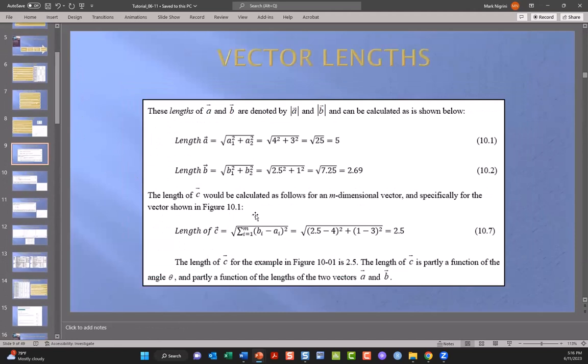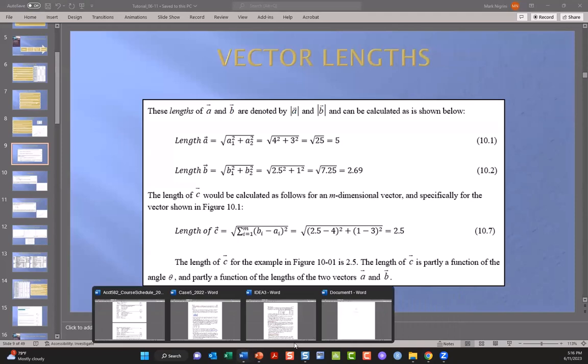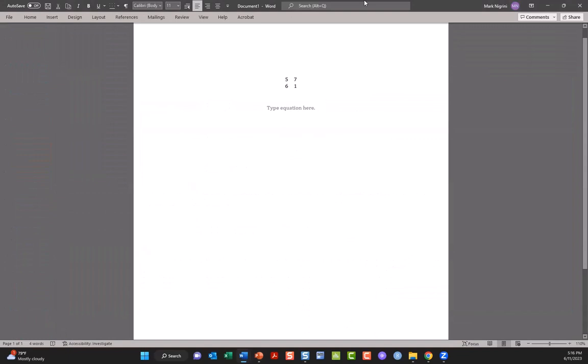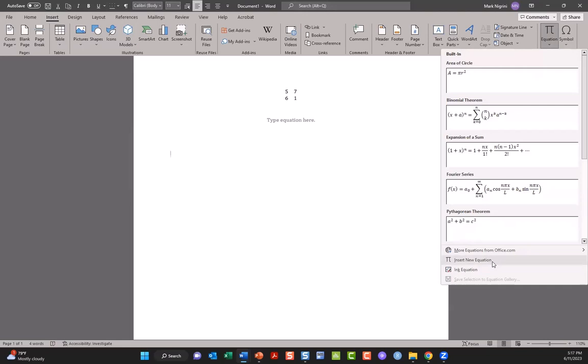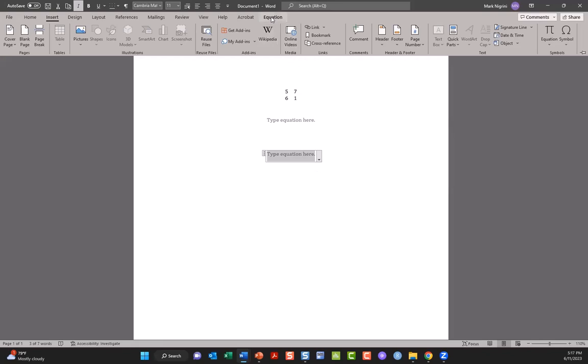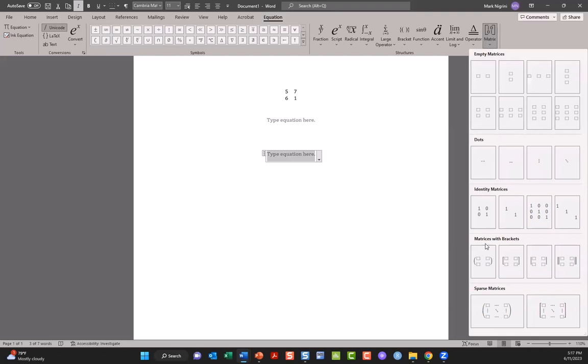And we are going to be using this. So what I'm going to do is put my vector here. I'm now going to insert a vector, and I need to move my controls here. Do you ever use this? I'm in Microsoft Word. I'm going to go to Insert, Insert Equation, Insert New Equation. And then once I'm here, amazingly, I have to go to Equation up here, Matrix over there, and this is the one that I want right there.